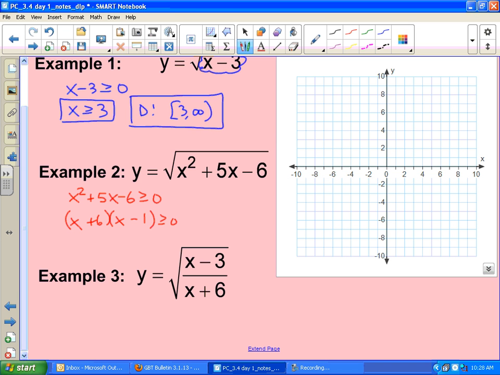So now remember, when we sign charted this stuff, what did we do? We found the zeros. We found the zeros of this quadratic, and the zeros help me define my sign chart. So the zeros of this quadratic are negative 6 and 1. X plus 6 equals 0, x minus 1 equals 0. Negative 6 and 1. My sign chart, negative 6 and 1. And what am I looking for on my sign chart? Which sign?